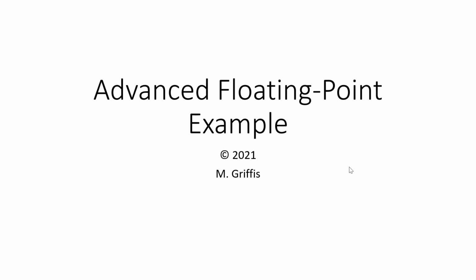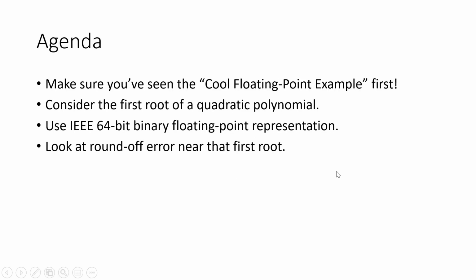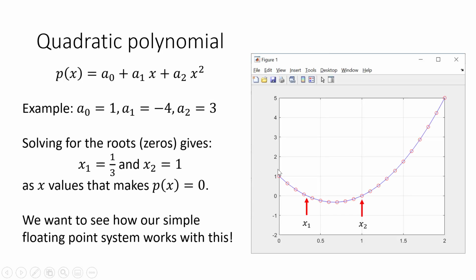Today we're going to look at a more advanced floating point example. Make sure you've seen the cool floating point example first before you look at this one. But in this one we're going to consider the first root of a quadratic polynomial. And we're going to use 64-bit IEEE binary floating point representation. And we're going to look at the round-off error near that first root.